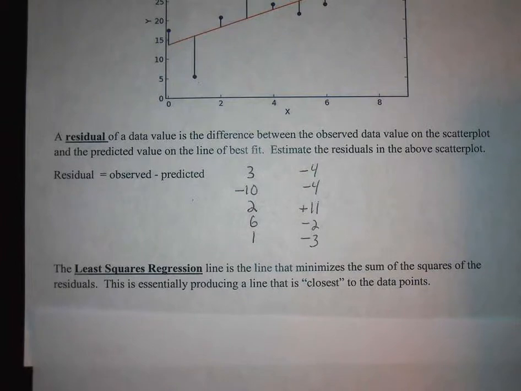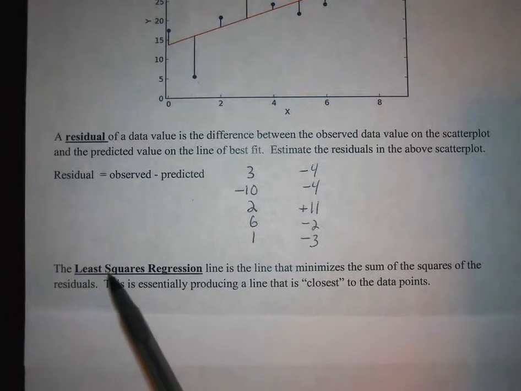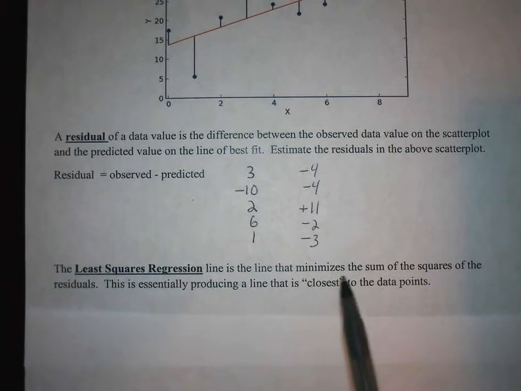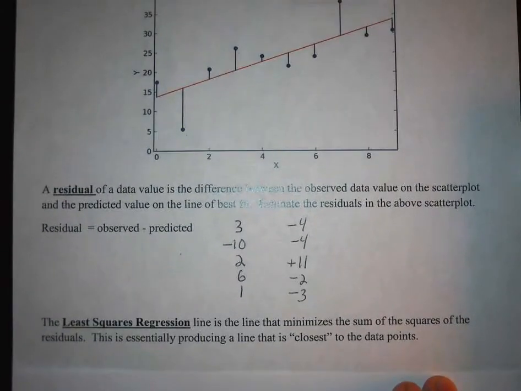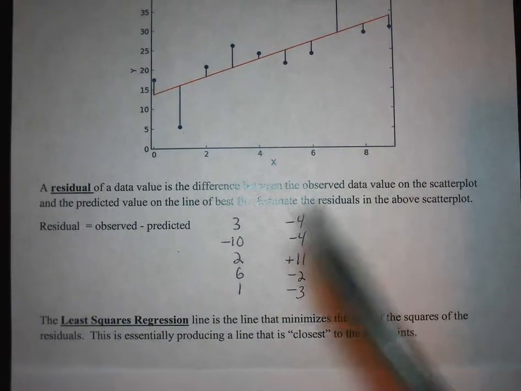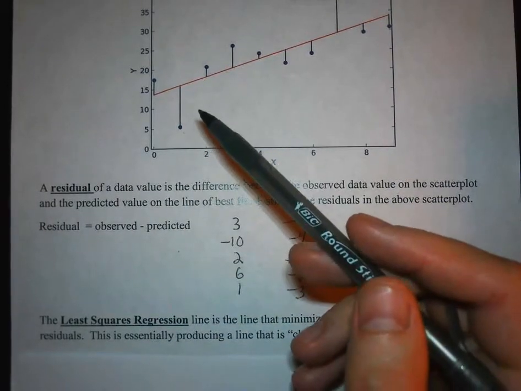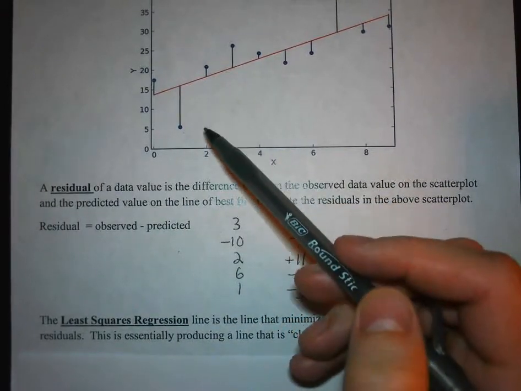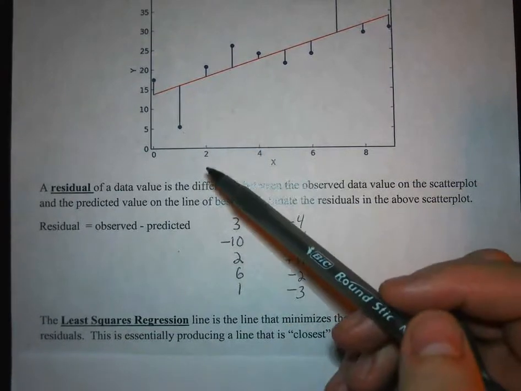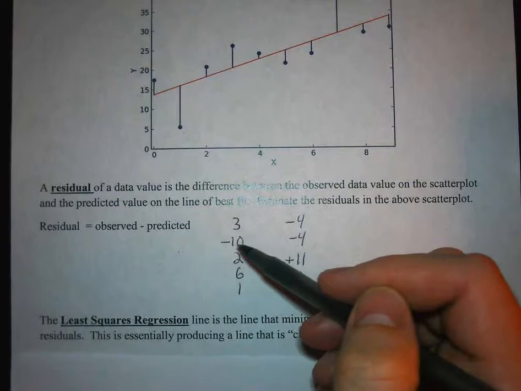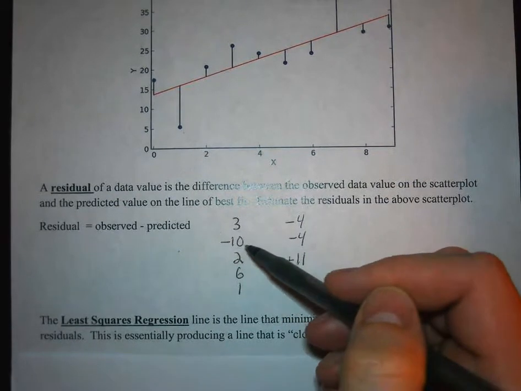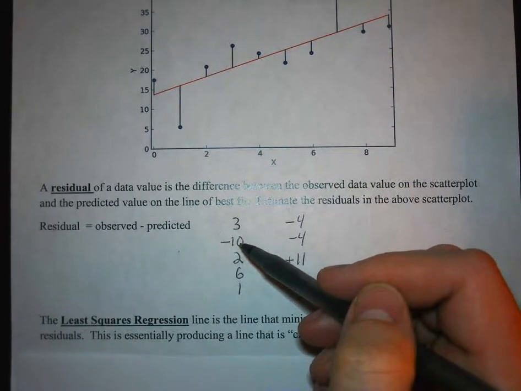The least squares regression line is the line that minimizes the sum of the squares of the residuals. This is essentially producing a line that is closest to the data points. Okay, so what they're doing here is they're looking at the residuals. They want to make you look at those as distances from the line. So what they want to do is make it a positive value by squaring it. So if you do negative 10 squared, you get positive 100.